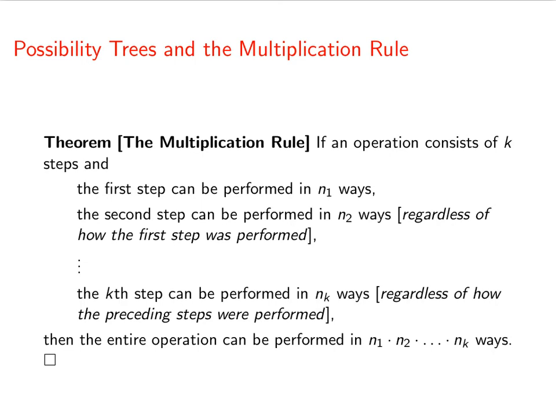So in the example with the D&D gamer who rolls the dice and then selects a card, the number of ways of performing each step does not depend on what happened in the previous steps, and that's why we can just multiply together to count up how many different ways there are of performing this serial operation.